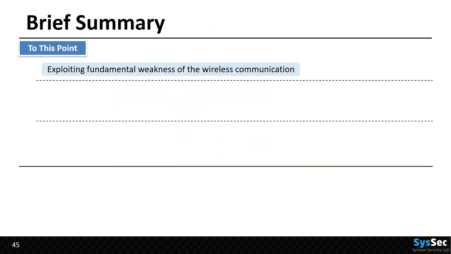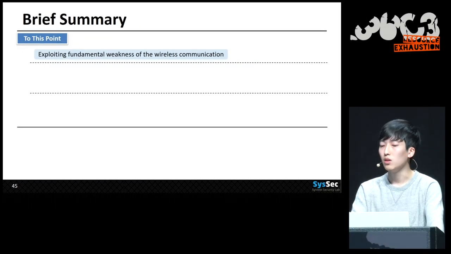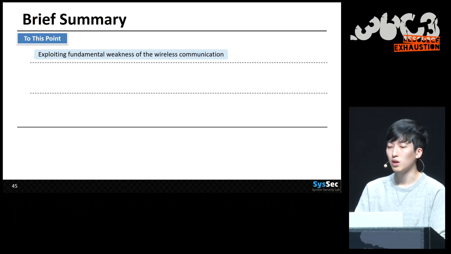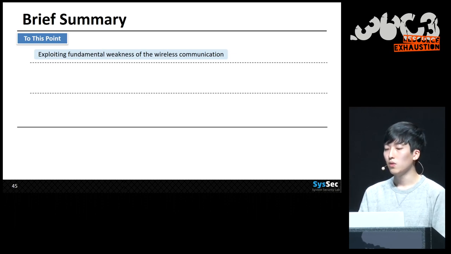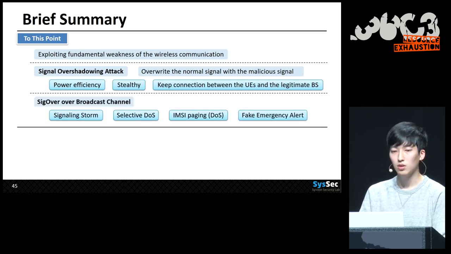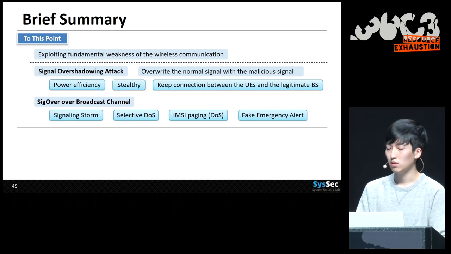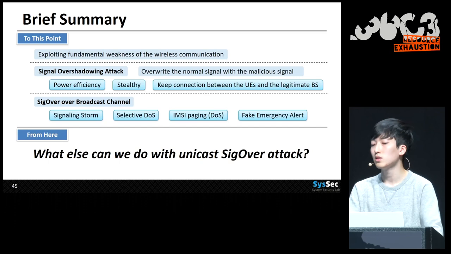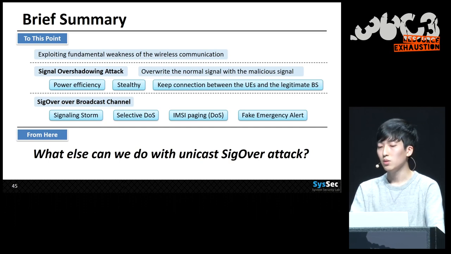To sum up briefly, we have designed and implemented a signal overshadowing attack using the fundamental weakness of wireless communication. The SigOver attack is more powerful than the FPS attack in terms of power efficiency and the connection between the UE and the normal base station, and can perform more various attacks. As an example, I showed demonstrations of four attacks. Then what can you do with a unicast injection attack? The answer to this question will be explained in detail by Chul-chun.